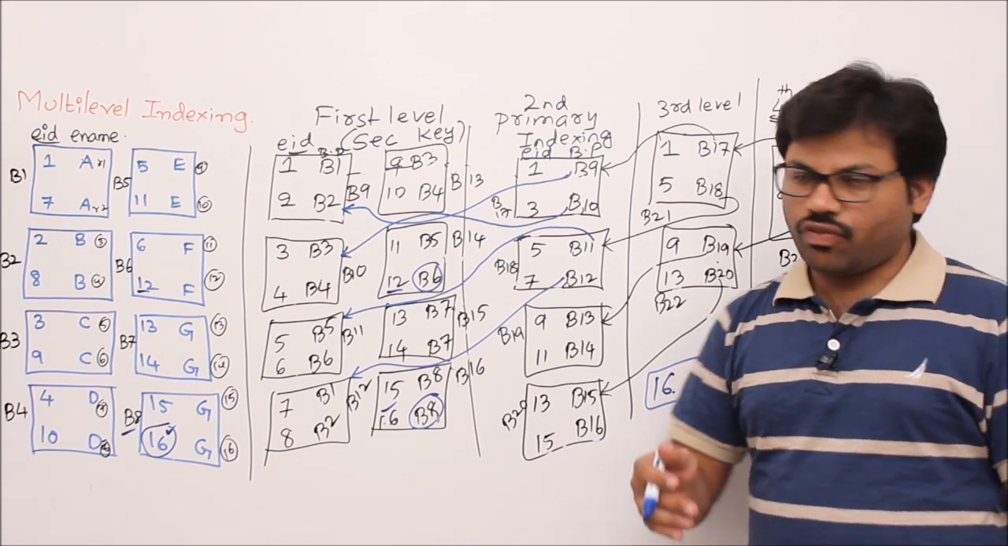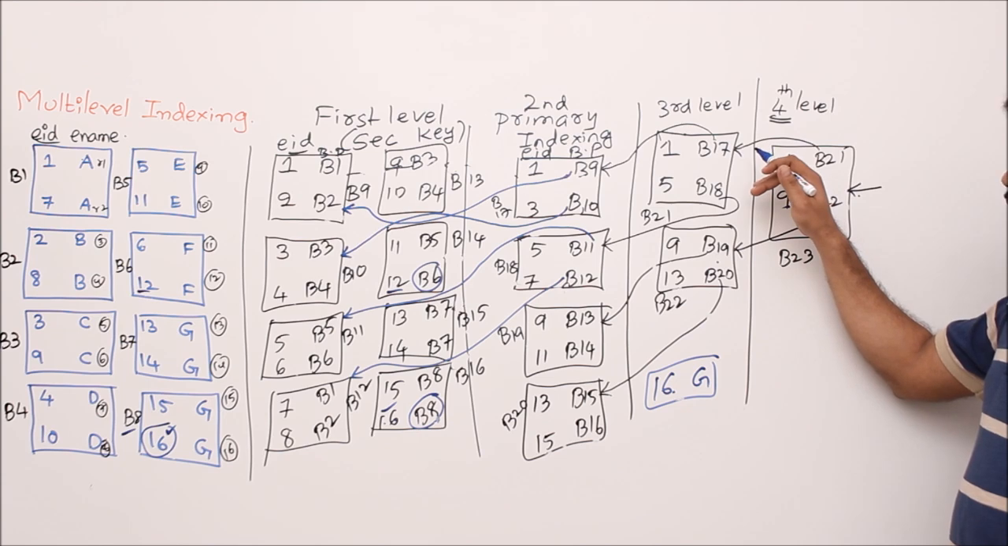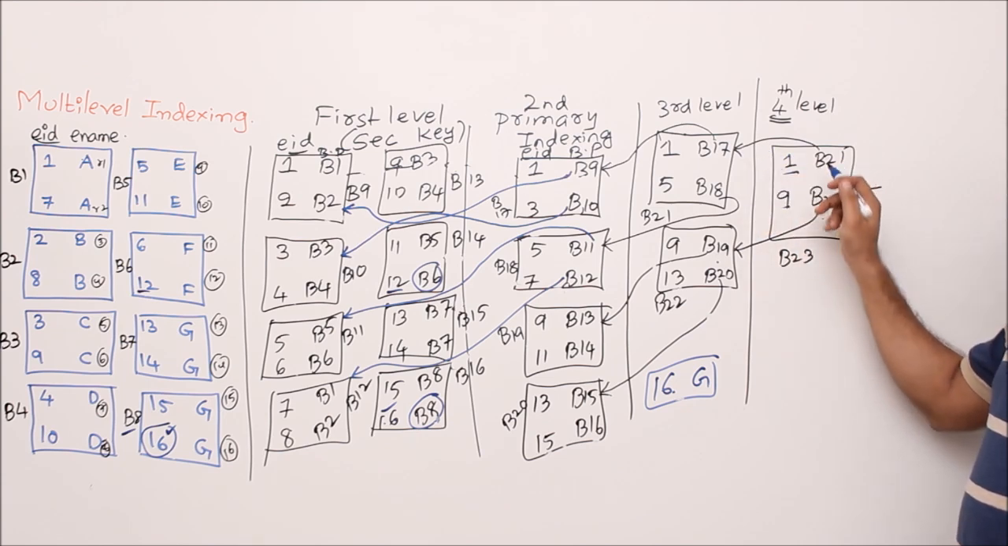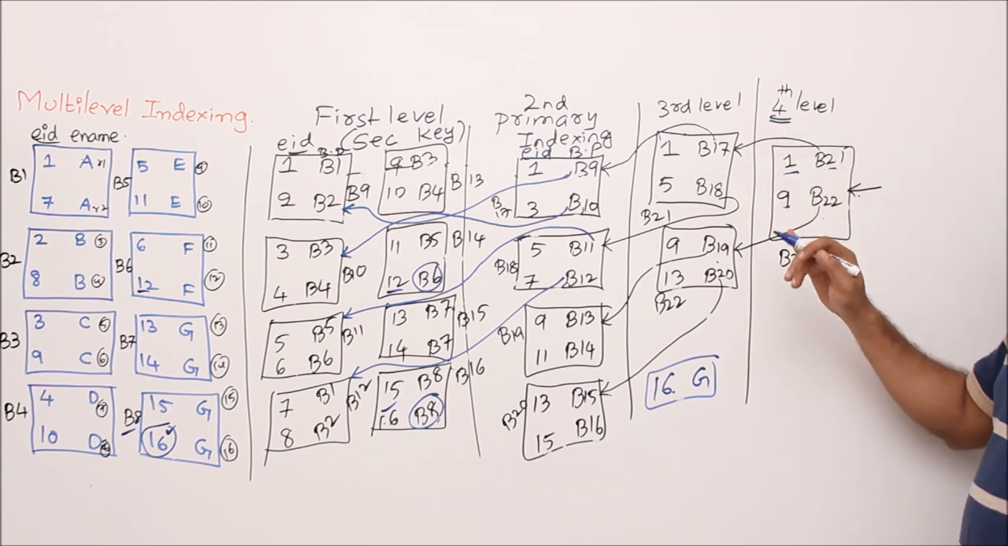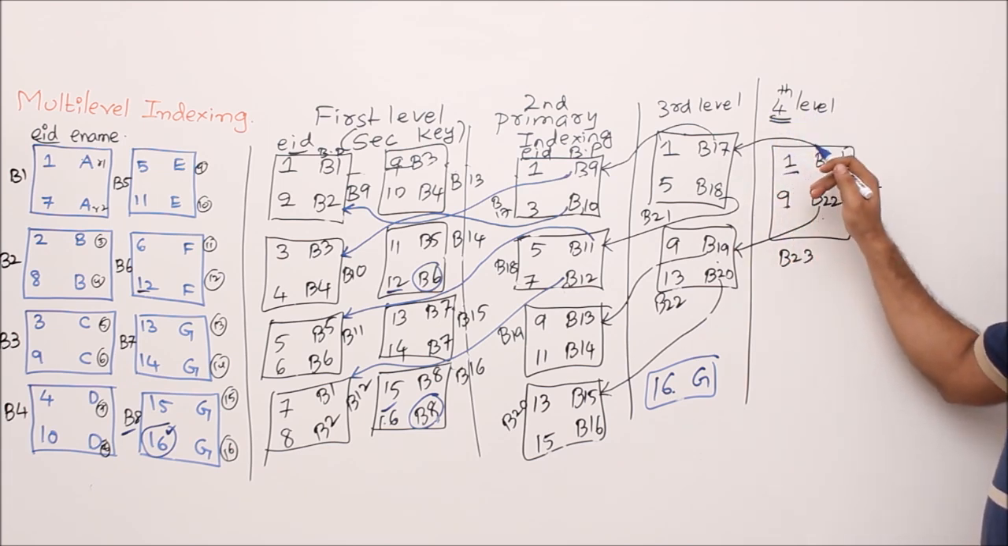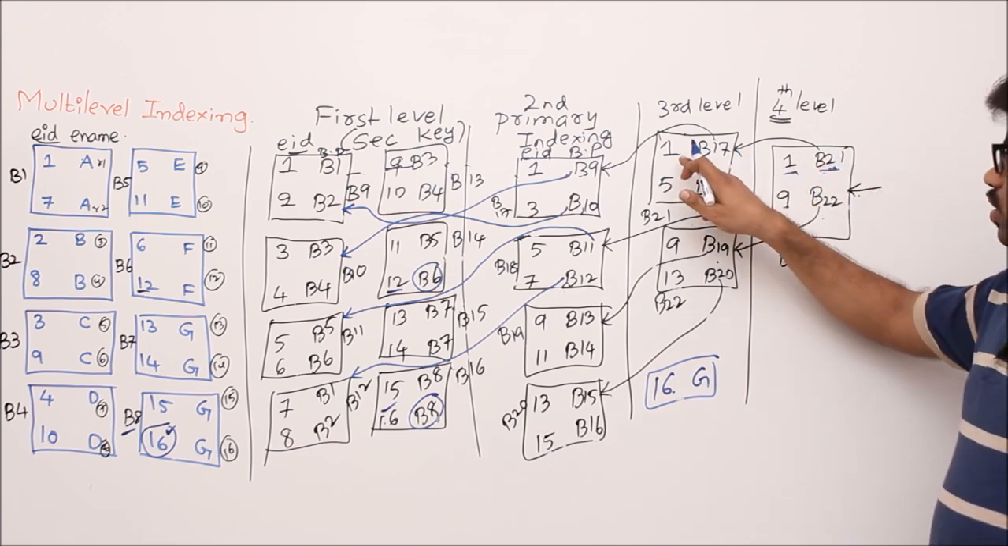Next, one more time we'll see. Example, let's say you are searching for 5. So 1, 9. So 5 is in between 1 and 9. So take this pointer. If it is after 9, take this one. If it is before 1, then there is no such record. If it is in between 1 and 9, take this one. This pointer, I can say, is in between 1 and 9. So B21, come here.